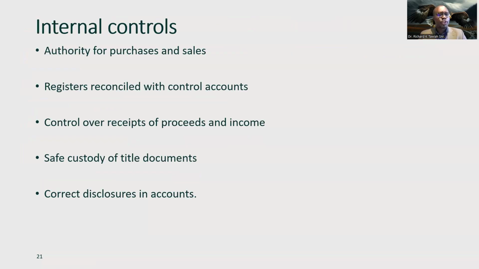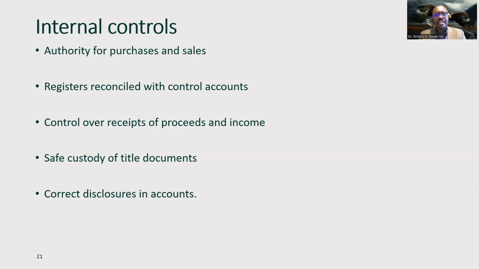There are internal controls you need to look out for. Authorization for purchasing these assets and selling them. The fixed asset register comes in handy. Check whether they've been reconciled with any control accounts. Remember, there are even receivables there under assets, so control account also comes in there. Check whether they've been reconciled appropriately. Control over receipts of proceeds and income, whether from sale of assets or from receivables, okay?